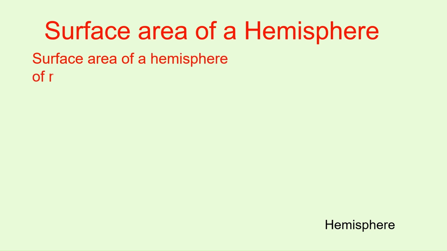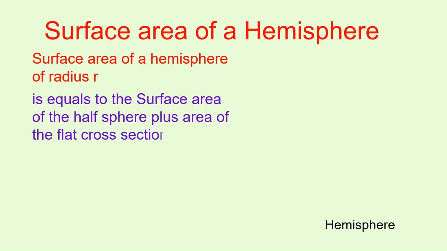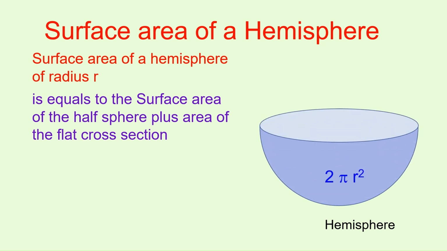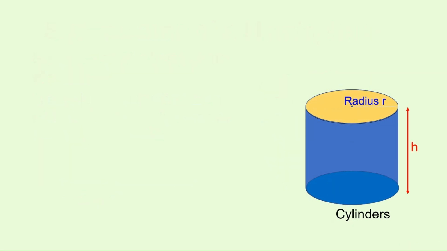Surface area of a hemisphere. Surface area of a hemisphere of radius r is equal to the surface area of the half sphere plus the area of the flat cross section. Surface area of a hemisphere equals 2 times pi times r squared plus pi times r squared equals 3 times pi times r squared.